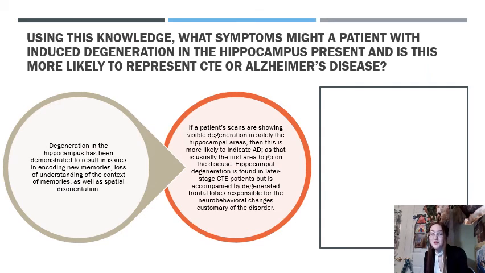Hippocampal damage has been known to result in issues in encoding new memories, the loss of understanding of the context of old memories, as well as spatial disorientation. If a patient were to come in with just this, it would be more likely to be a symptom of Alzheimer's, as if the patient had CTE and degeneration of their hippocampus, it's most likely that their frontal lobe would also experience degeneration, due to the progression of both of these disorders.